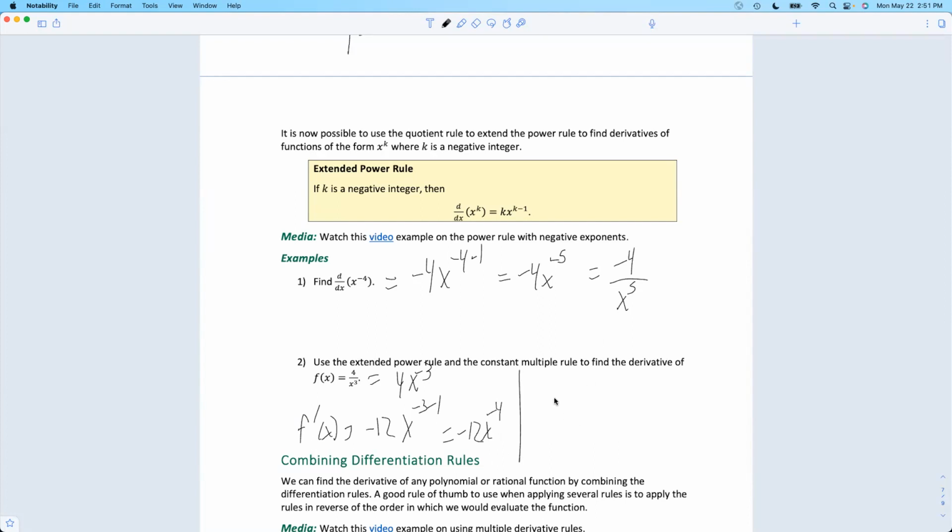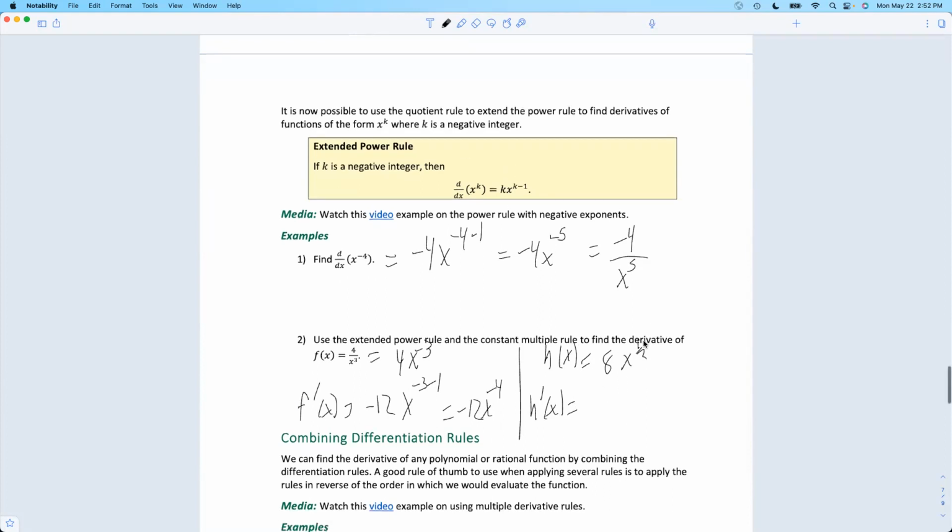And then just for fun, let's say we had h of x was 8x to the 1/2. Then his derivative, this rule doesn't explicitly state we can even do this, but I'm telling you, you can. I'm going to have 8 times 1/2. The power is going to come down and multiply the constant. And then my new power is going to be the old one minus 1. So now I have to think, what's 1/2 minus 1? That'd be -1/2.